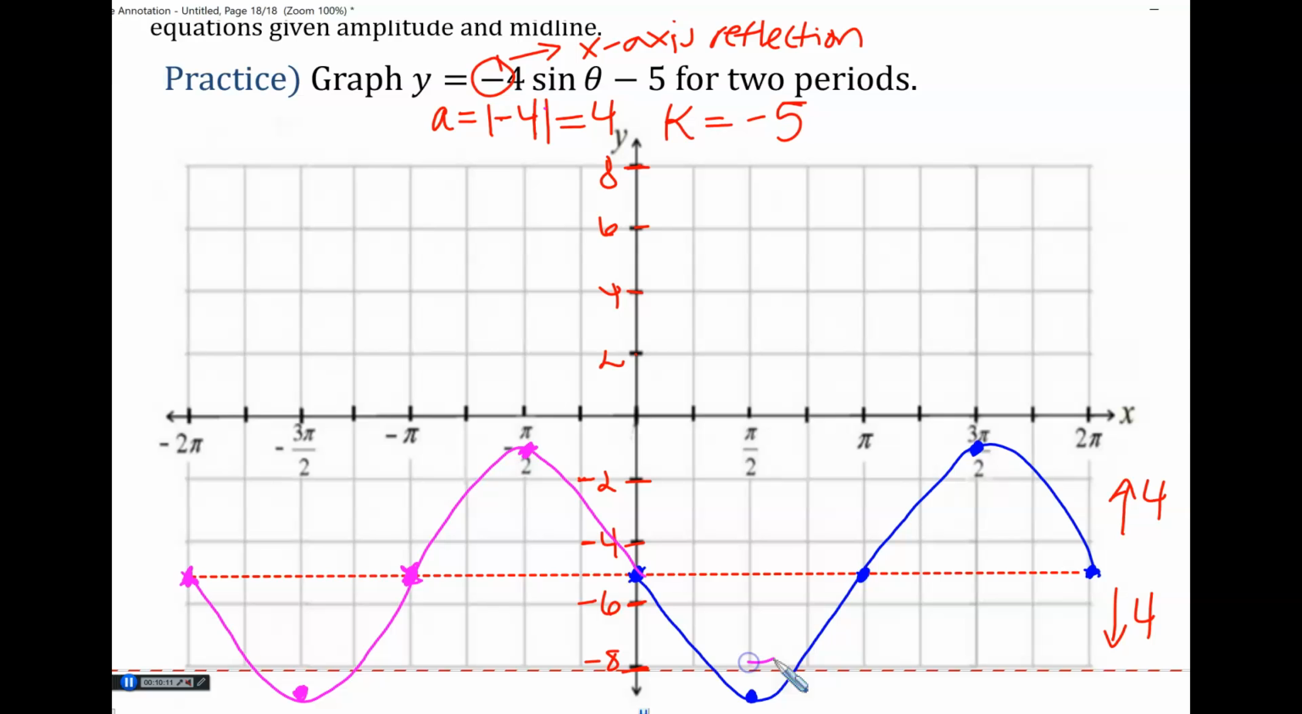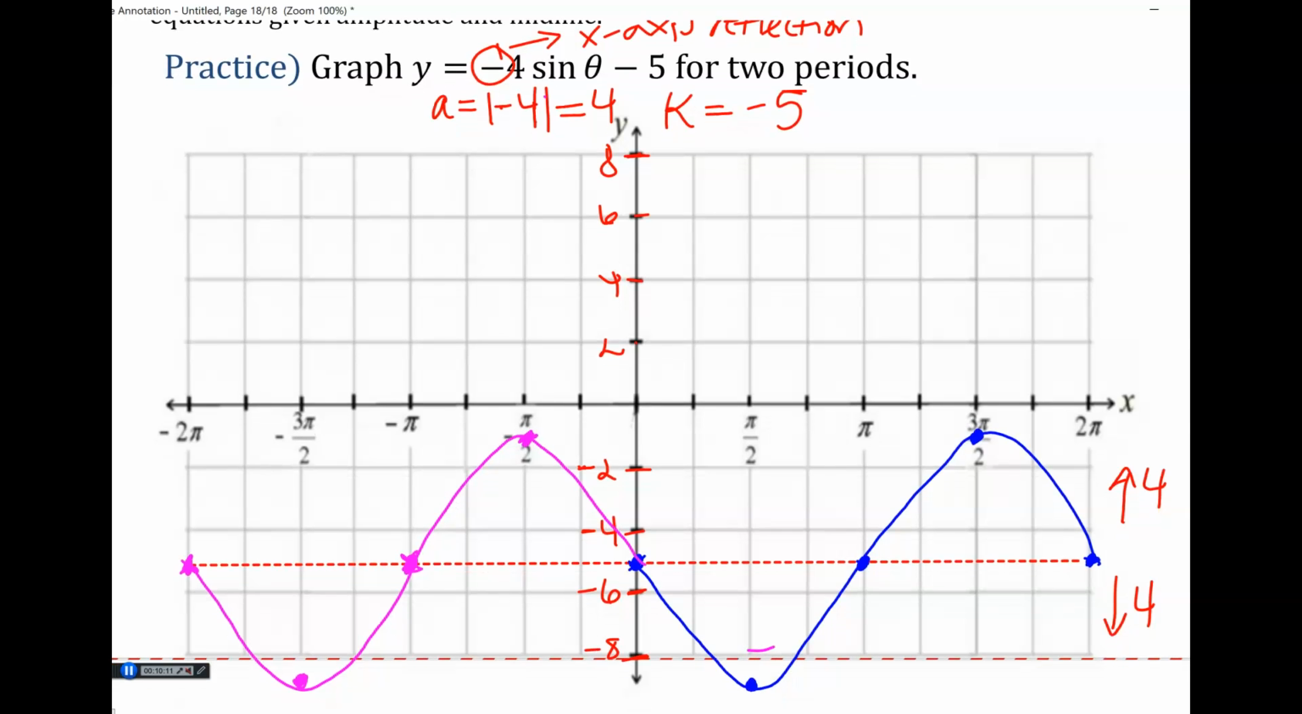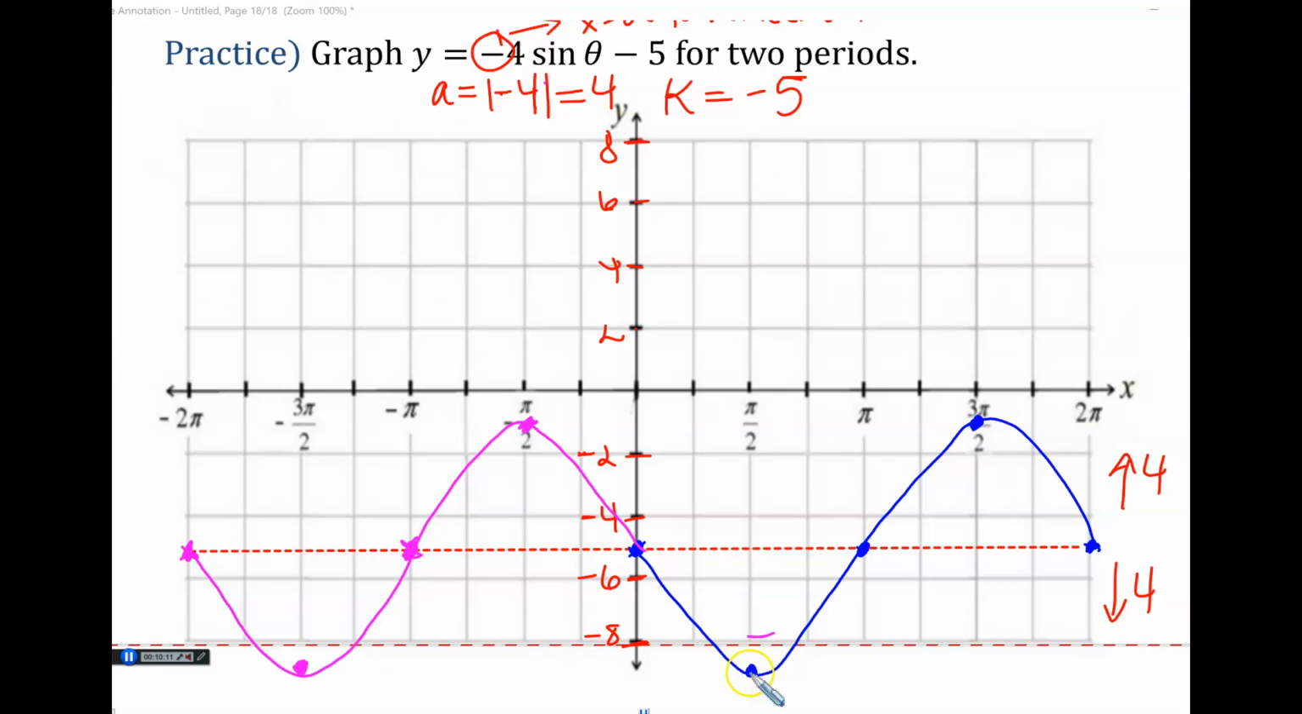But even then it was still off my graph. So if that happens, hopefully it's no big deal. In this example, I only had to go like half of the box below, so it wasn't a big deal. So anyways, the midline is at -5, and then if you go up 4 and down 4, that should have taken you all the way to -9, and -1 was the maximum.